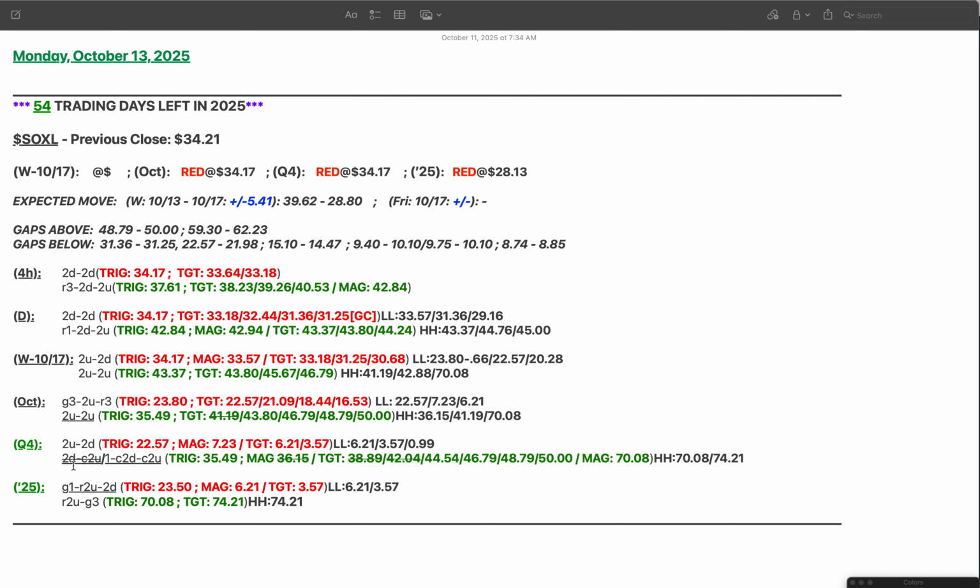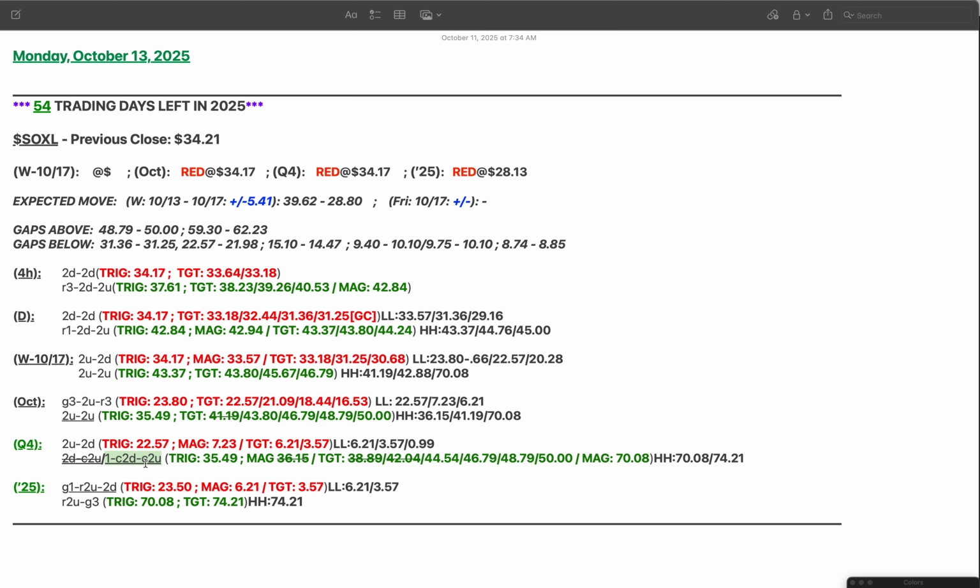So moving on to the quarter, we triggered and fulfilled the 2 down combo 2 up strat, right? 35.49 to 36.15. That was that strat. And then it triggered the 1 combo 2 down, combo 2 up at 36.15. But again, 34.21 is our current price. So we're back below 36.15. So the 1 combo 2 down, 2 up was triggered.